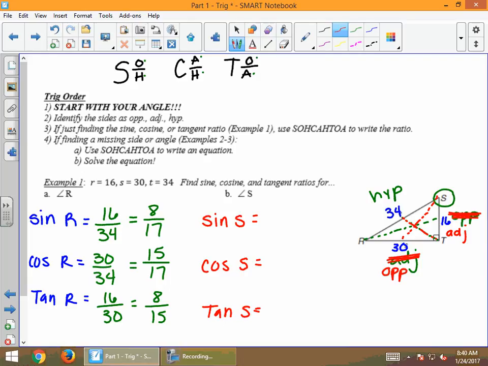So when we rewrite our ratios for the sine of S, you label our opposite, which is now 30, over our hypotenuse, which is 34. And you can reduce 30 over 34, simplifies down to 15 over 17. For the cosine of S, it's adjacent over the hypotenuse. Our adjacent we labeled as 16, our hypotenuse we labeled as 34. 16 over 34 reduces down to 8 over 17.